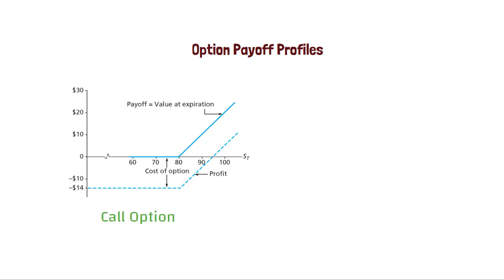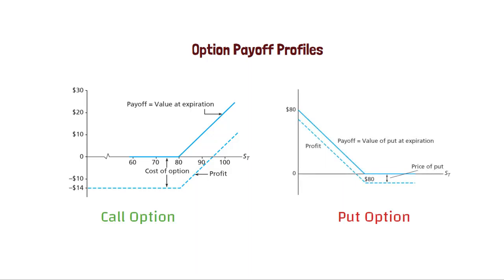The payout profile for a put option is just the opposite of the call option's profile. Here, the holder breaks even at $80. The maximum profit potential is $80 because the stock price can fall to zero. The maximum loss is the option premium. The payout profile for the seller or the writer of the option is going to be the mirror image of the buyer's.